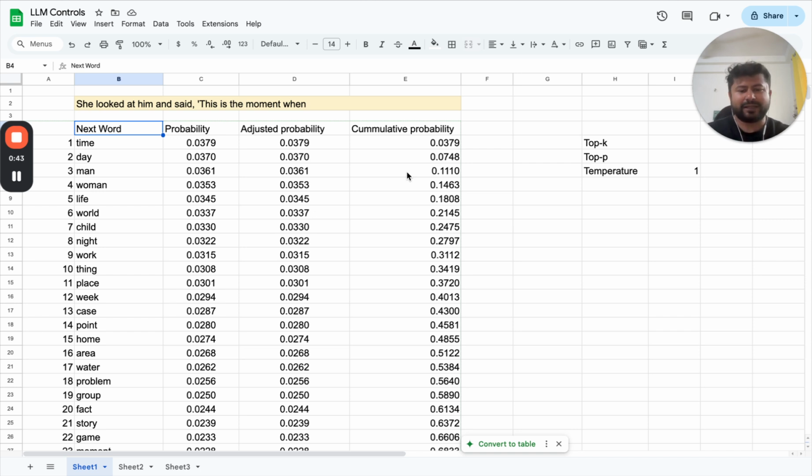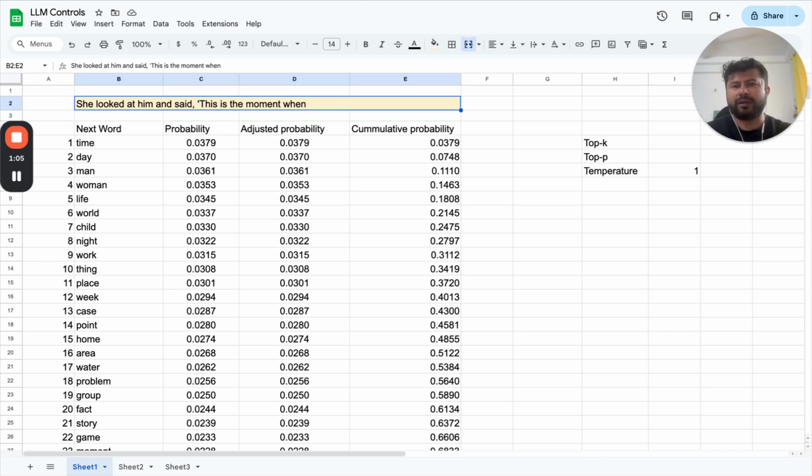Just to clarify, the calculations that happen in the backend of an LLM are extremely complex. So this is just a very basic, simple representation of how things happen, just to make it easy for mere mortals like us to understand how LLMs predict. So let's dive into it.